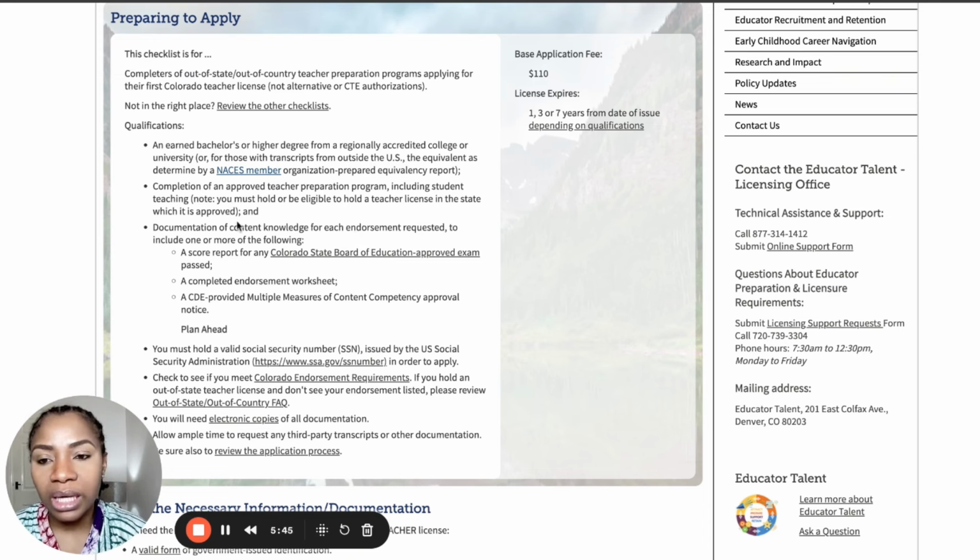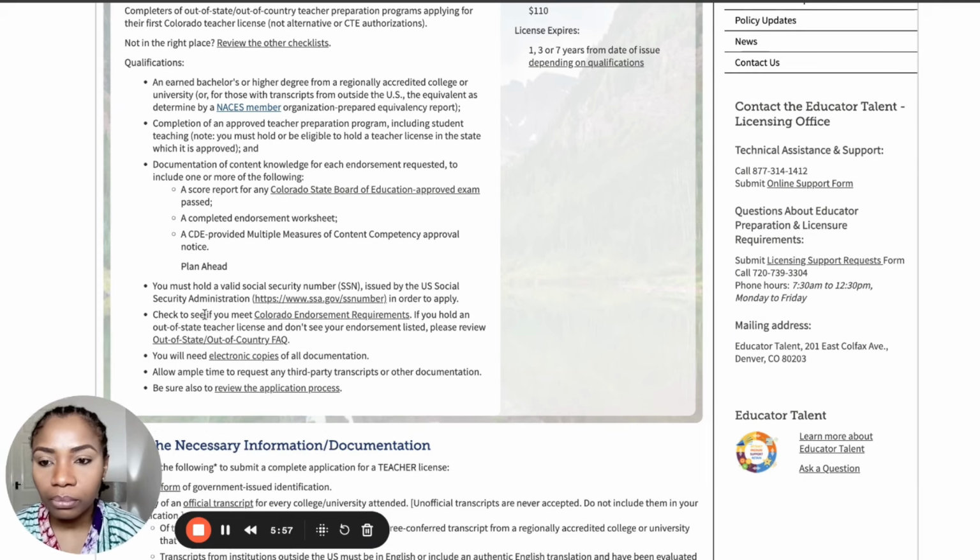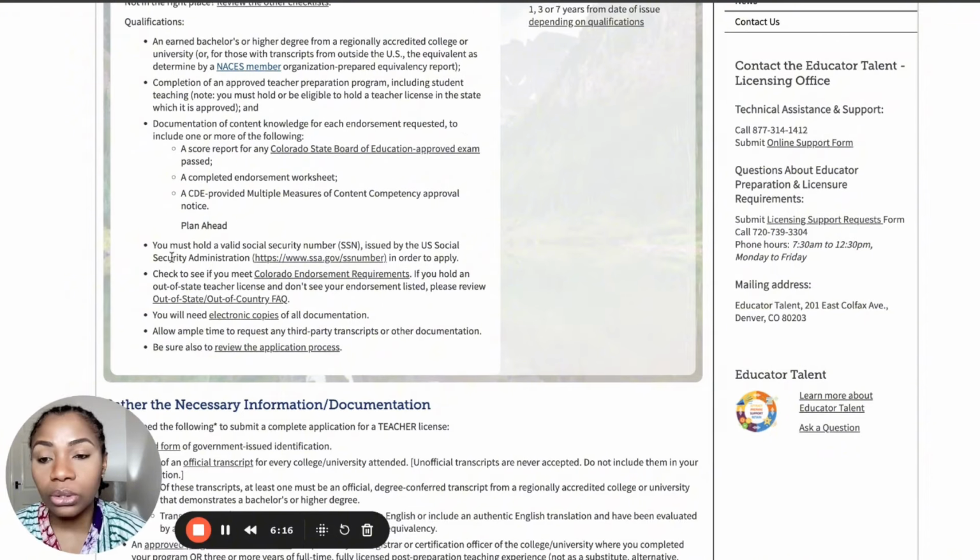So this is where your TRCN comes in. You did your teacher preparatory program in Nigeria, and then you have your TRCN, which is the license issued to teachers in Nigeria. Other requirements are documentation for content knowledge for each endorsement requested. It also says something about social security number.